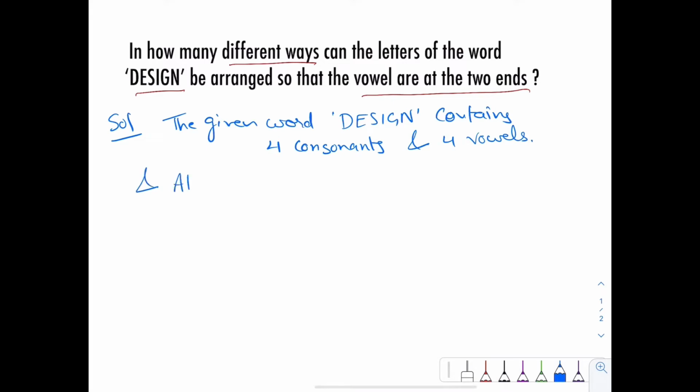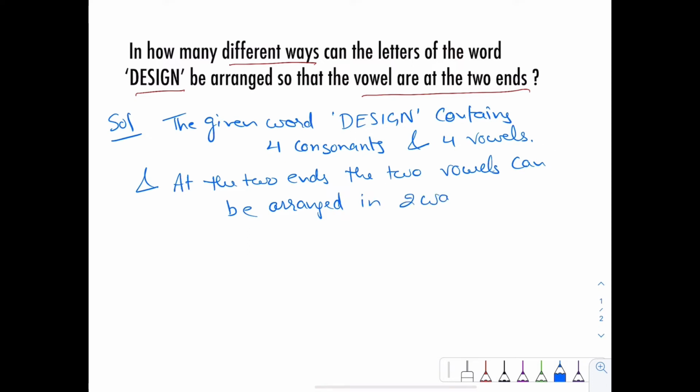And at the two ends, the two vowels can be arranged in two ways.